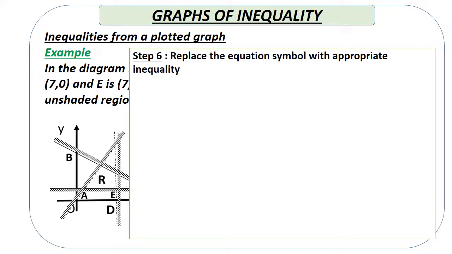So step 6, we continue with our first line, this one. On step 5, we found the equation of this, but we're not done. So go to step 6. Step 6, replace the equation symbol with the appropriate inequality. We are trying to come up with the inequalities, not the equation, so we don't need the equal sign. This is y is equal to 1. This is an equation, but we want an inequality. It should have less than, greater than, less or equal to, or greater or equal to. That's what we want here.